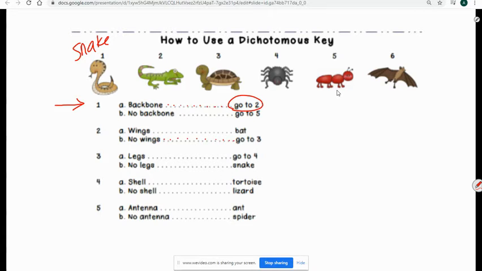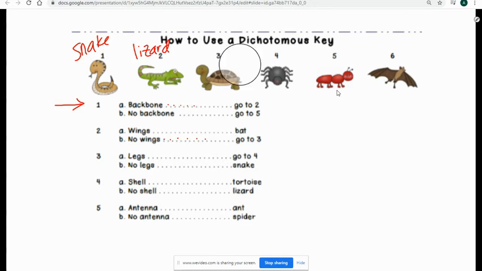Does it have wings? Does it not have wings? It does not have wings, so we're going to go to 3. Number 3, does it have legs? Does it not have legs? This one does have legs, so we're going to keep going. It tells us to go to 4. Does it have a shell? Does it not have a shell? It does not have a shell, so this must be our lizard. We can label it lizard. Awesome. So now we have finished that one.